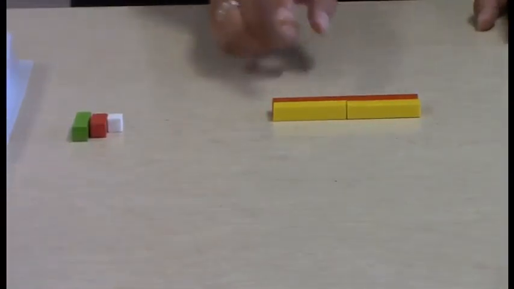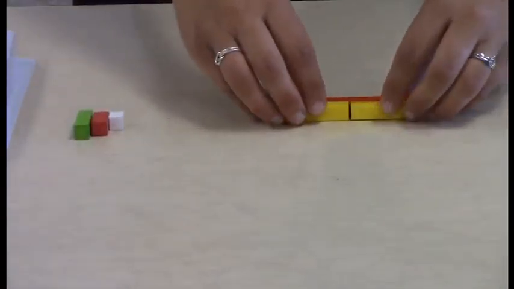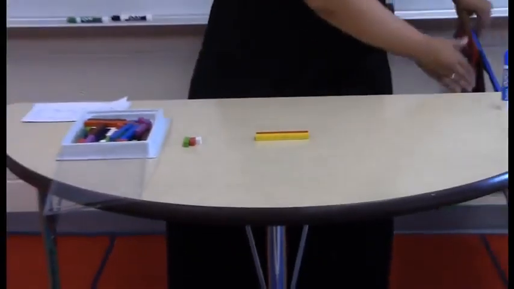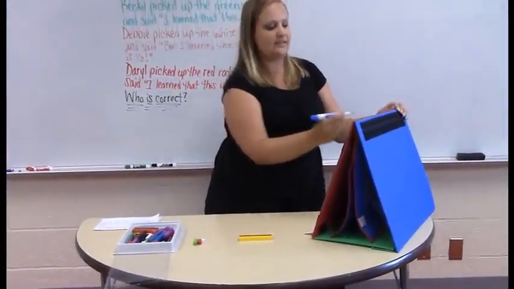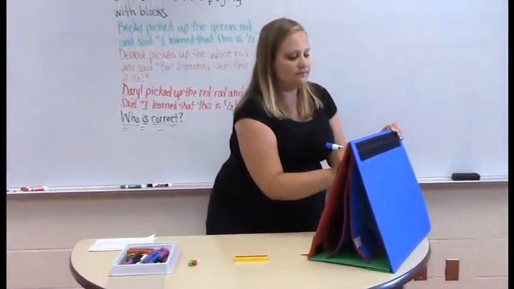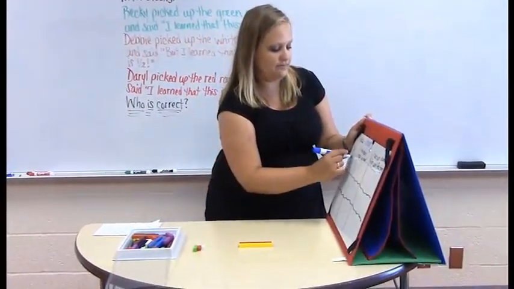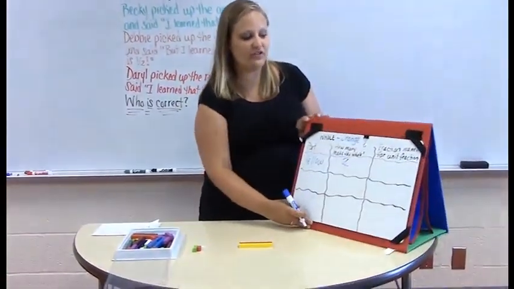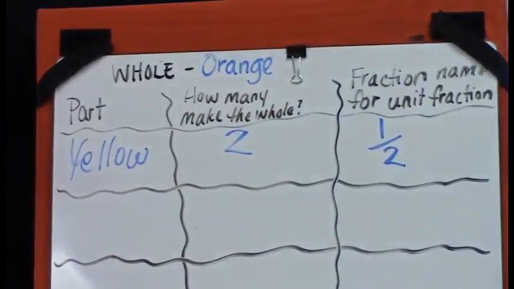And in the end, what I can figure out is that it takes 2 yellow blocks to make one orange block, one whole. And so this is the unit fraction, 1/2. It takes 2 of these to make one whole. I have 2 halves here total. And so what this would look like for the students at school is they might say that their whole was the orange rod, that it took the yellow rod to make it up, and it took 2 of them, and then the fraction name for the unit fraction would be 1/2. So what that looks like is there's one piece over 2 total pieces.